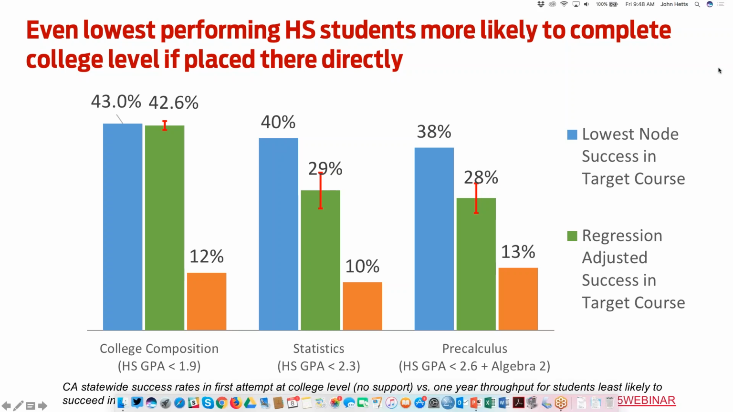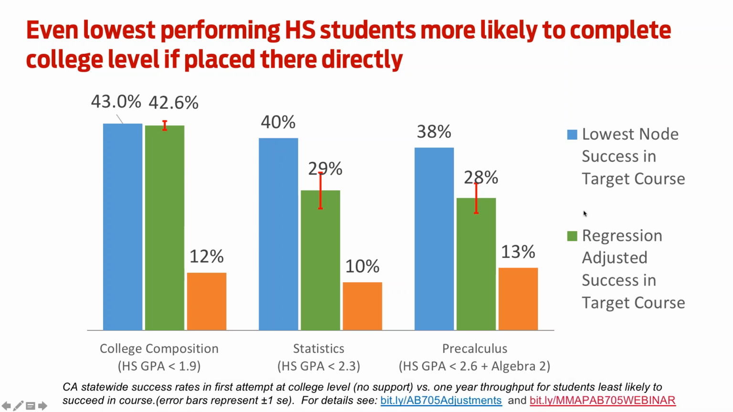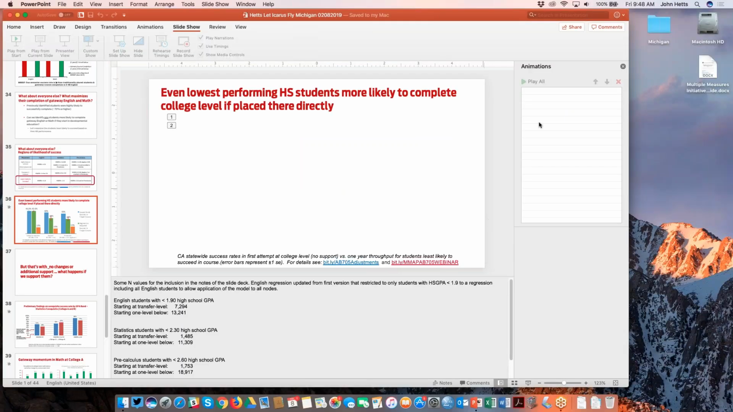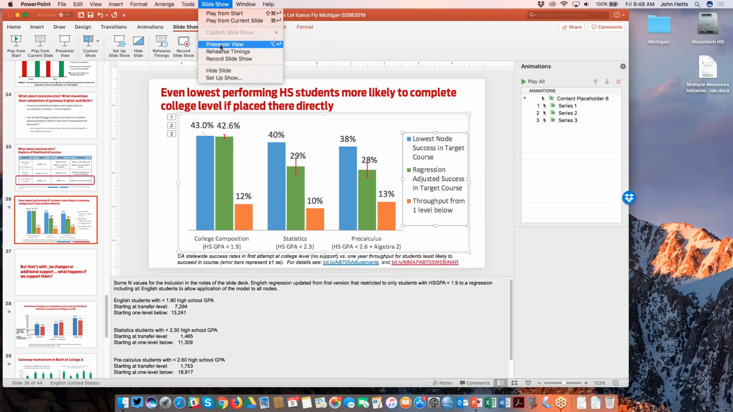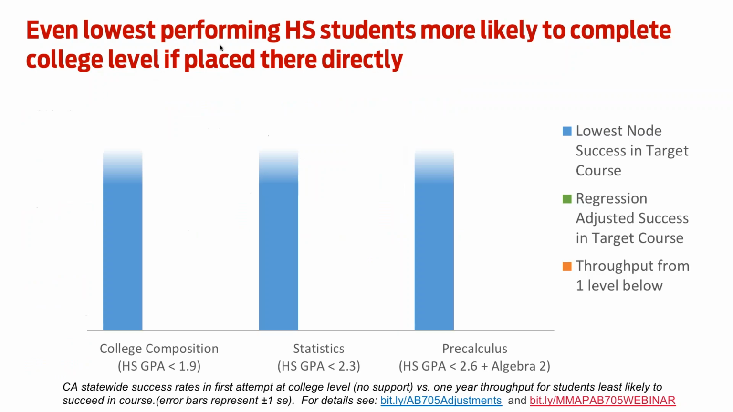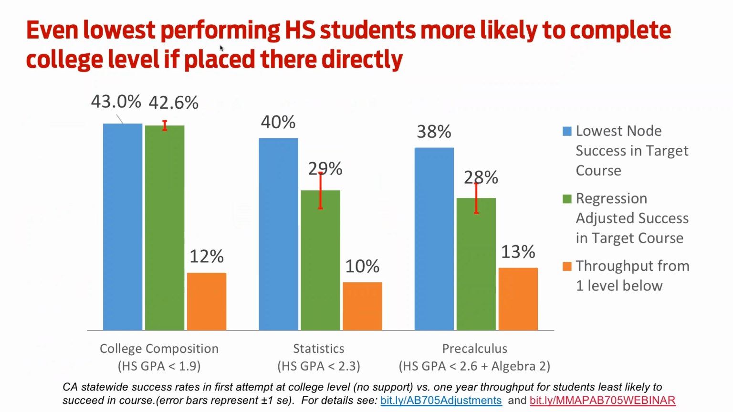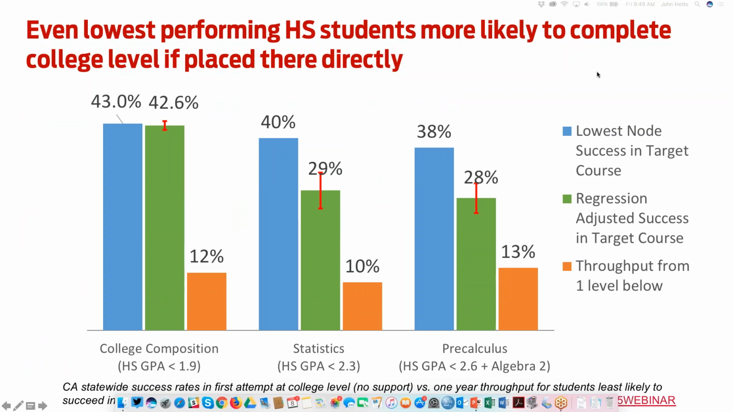So basically what you're saying is that even if a student is estimated to be very unlikely to complete by their testing or GPA or any method that we look at, the student is still more likely to complete the college level course if they're placed directly into it than if they are remediated in the traditional way. That's right.